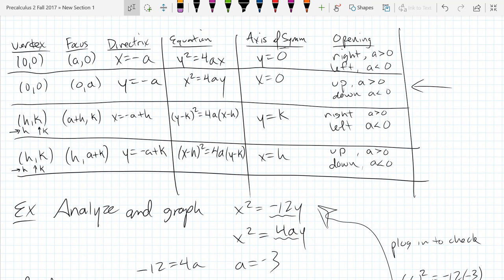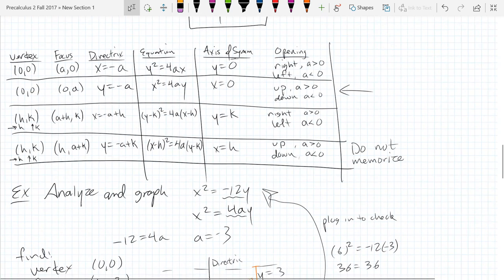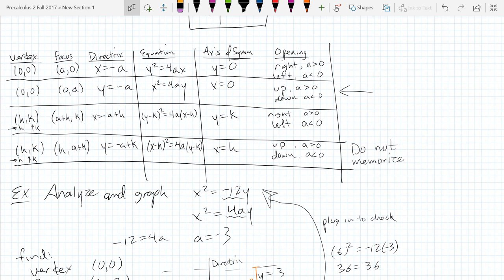So I think for your final exam, I will put this table on your cheat sheet so you don't have to memorize it. It's quite a bit to keep track of. So do not need to memorize. You do need to be able to use it, so you need to have some familiarity with it, but you don't need to memorize the whole thing. All right, the rest of the examples are going to be in row 3 or 4.